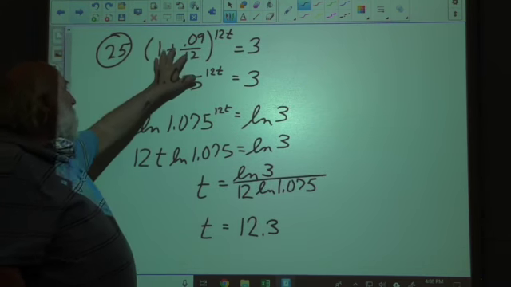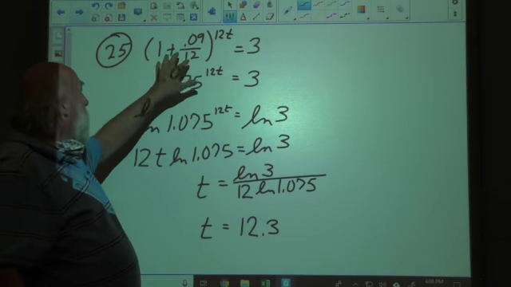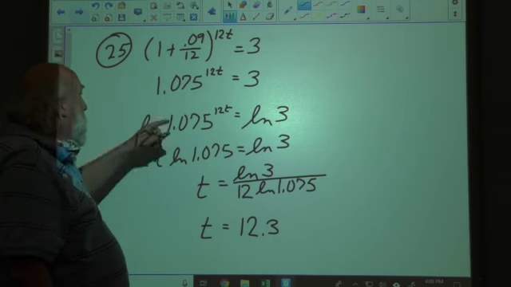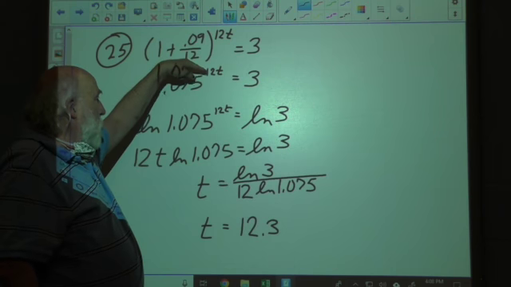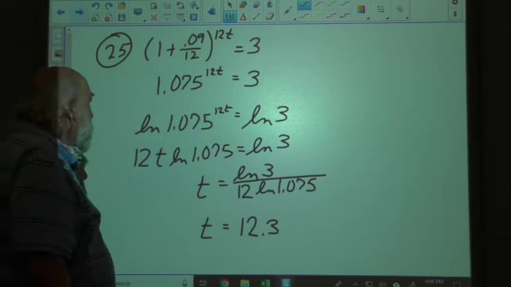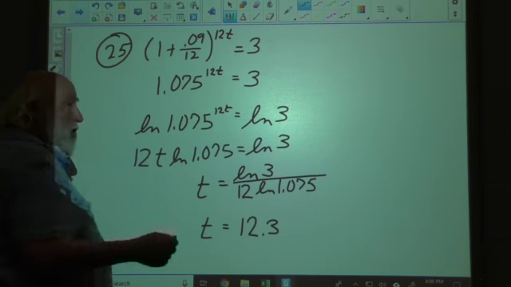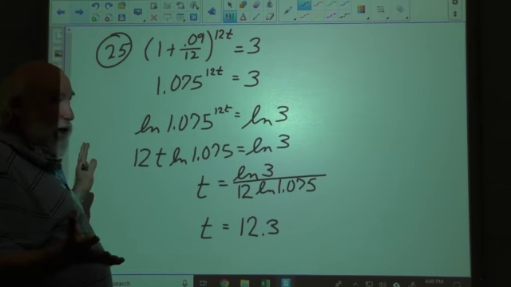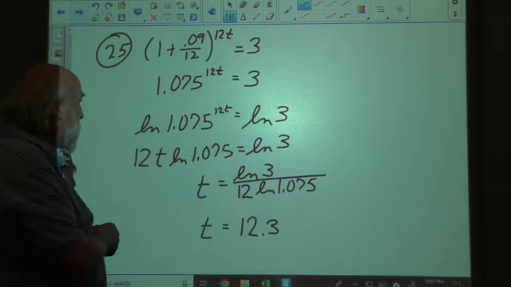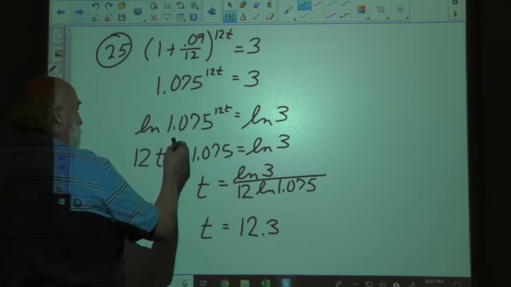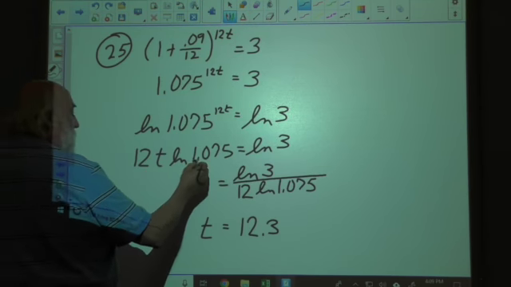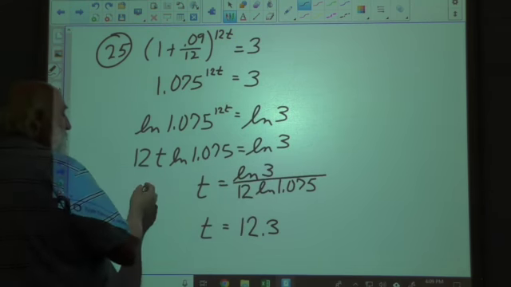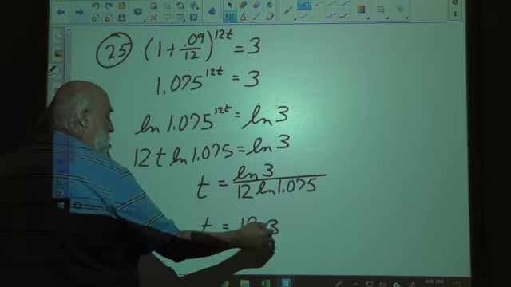Alright, this one you just have to simplify what's inside the parentheses and go from there. If you punch that out in your calculator, you get 1.075. The exponent is still to the 12t power, and that equals 3. So again, anytime you have an exponent with a variable in it, you have to take the log on both sides. Again, natural log, common log makes no difference. And so that's going to move the 12t out here in front, times the natural log of 1.075 equals natural log of 3. So we just divide both sides by 12 and natural log of 1.075.